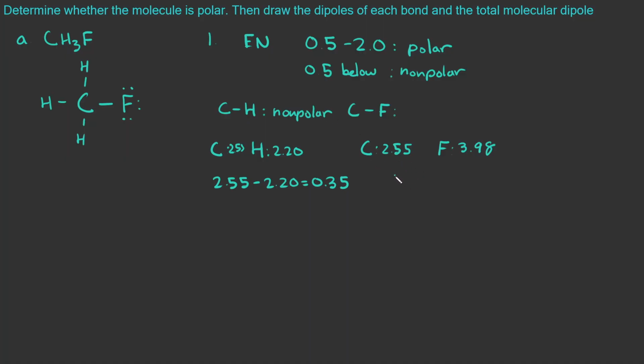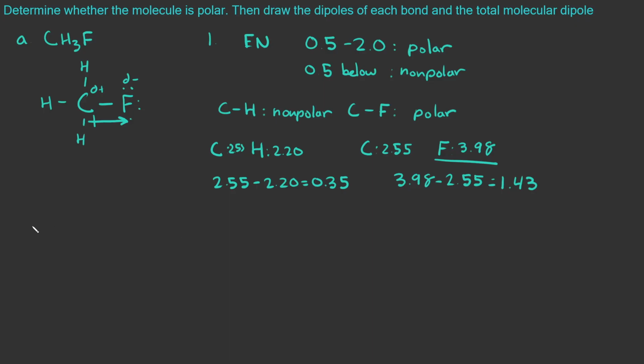In this case, we have 3.98 minus 2.55, which is equal to 1.43. And so this is a polar bond. All we have to do now is figure out how to draw this. The CH bonds have no dipoles, but we have a dipole between C and F. Remember, since F has a higher electronegativity value, our dipole will be pointing towards there. That is our dipole, where this is our partial negative and our carbon is our partial positive.